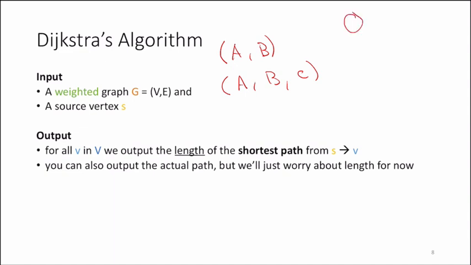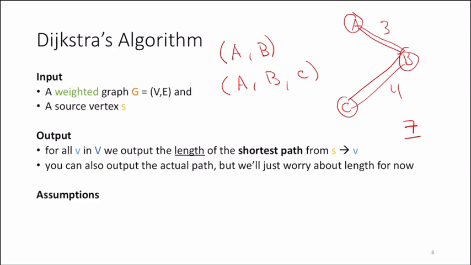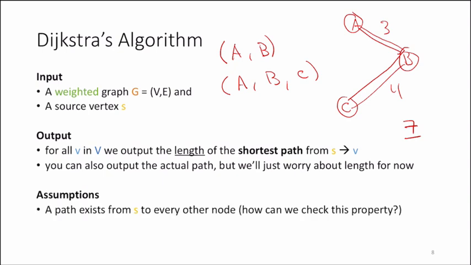For example, if I have A, B, C, and this edge is 3 and this one is 4, you might imagine that getting to C from A has a total cost of 7. We'll just output the 7 and not worry about the fact that the path goes A to B to C. That's something we'll talk about later when we look at another algorithm for solving this problem. Our assumptions for Dijkstra's are that a path exists from the start vertex to every other vertex. This isn't too large of an assumption because it's pretty easy to check. So how can we check for this property before running Dijkstra's algorithm?